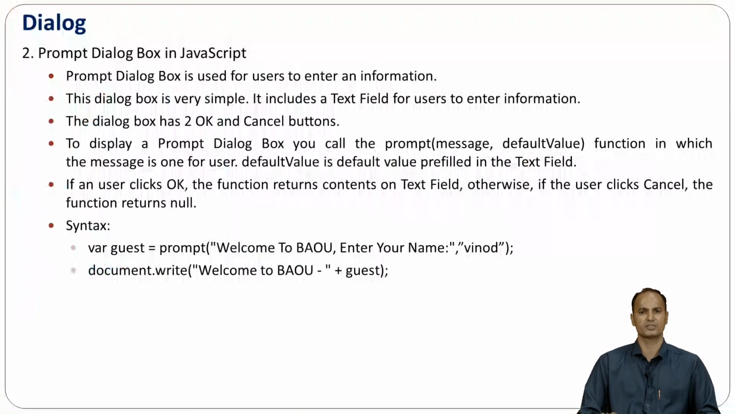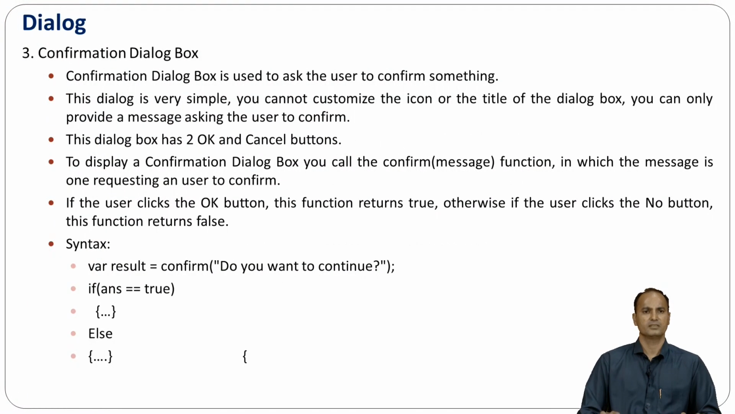Moving next, the third one is the confirm dialog box, the confirmation dialog box. The confirmation dialog box is used to ask the user to confirm something. This dialog is very simple. You can't customize the icon or the title of the dialog box. You can only provide a message asking the users to confirm. This dialog box has two buttons, OK and Cancel.